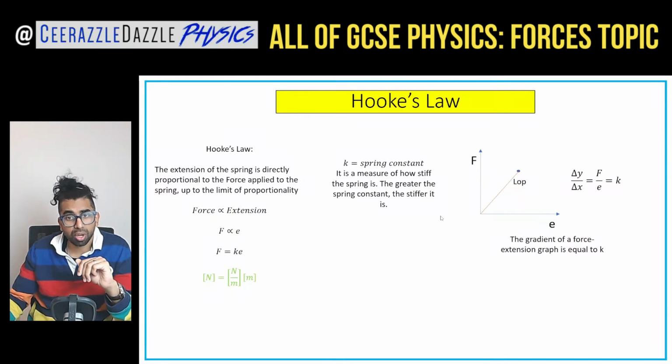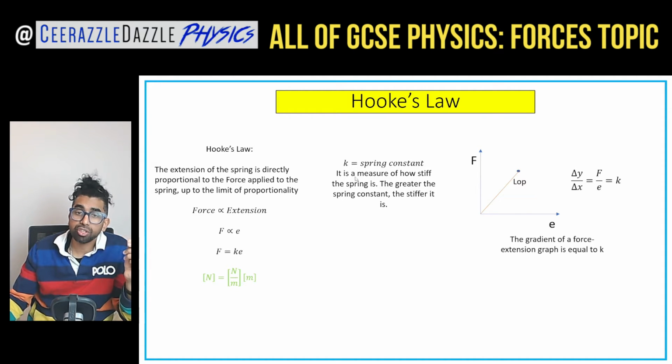Hooke's law. Right, so up to the limit of proportionality, we should recognize that force is directly proportional to the extension. Therefore, the force is proportional to the extension over here. Therefore, F is equal to a constant times E. We're going to call this constant k, and that represents the spring constant. It's a measure of how stiff the spring is. The greater the spring constant, the stiffer the spring is. So looking at this, force is in newtons, extension in meters. The spring constant is newton per meter over here.